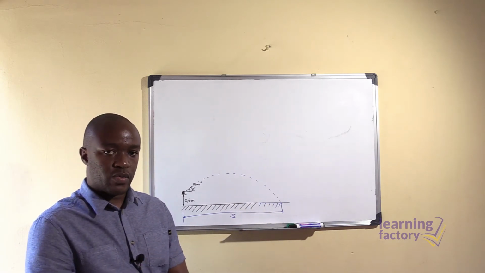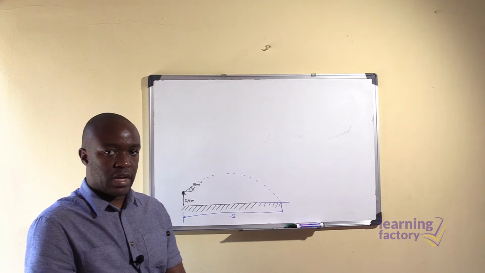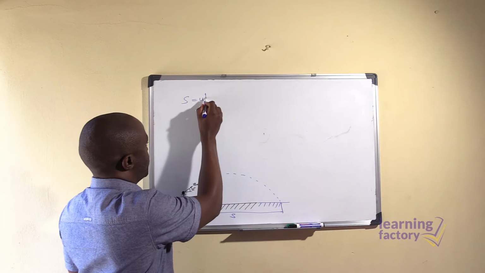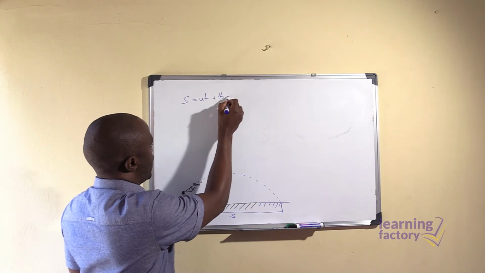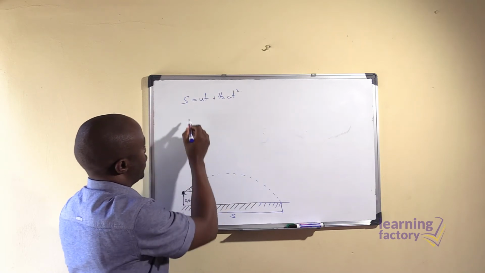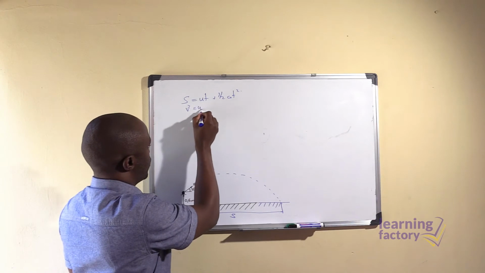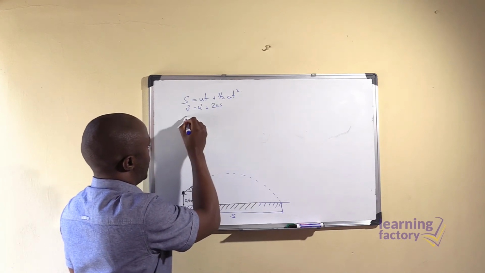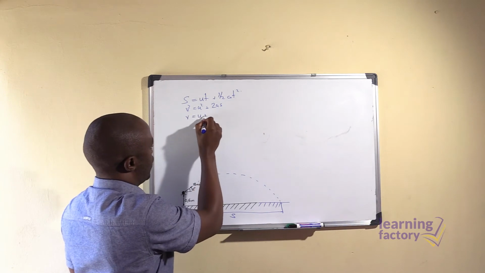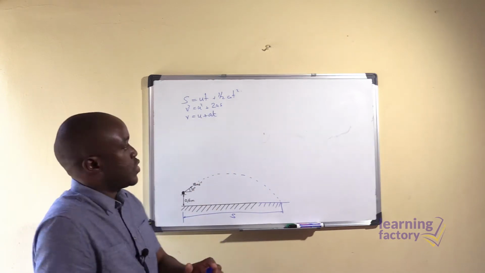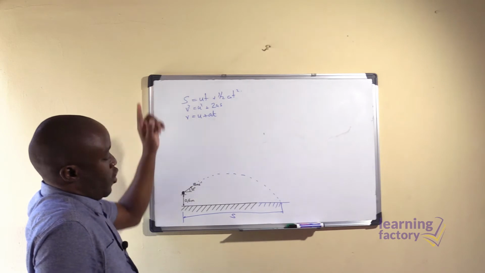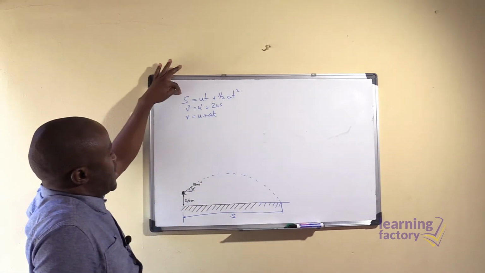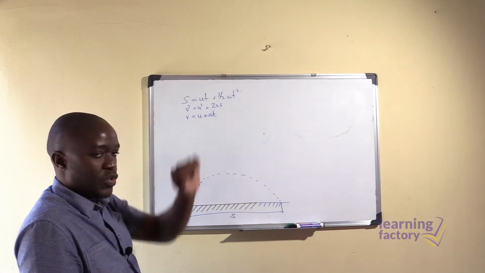There are three formulas which we're going to use to calculate that distance. Our first formula, S equals ut plus half at squared. Next is v squared equals u squared plus 2as. And the last one, v equals u plus at. Using the formulas we have here, we can determine the value of S using S equals ut plus half at squared.